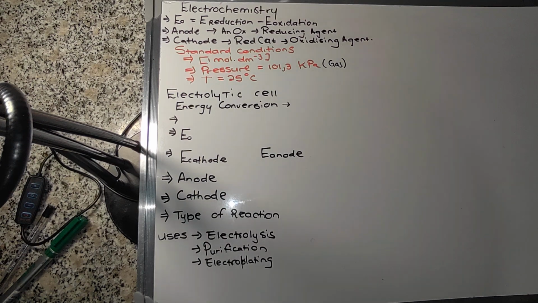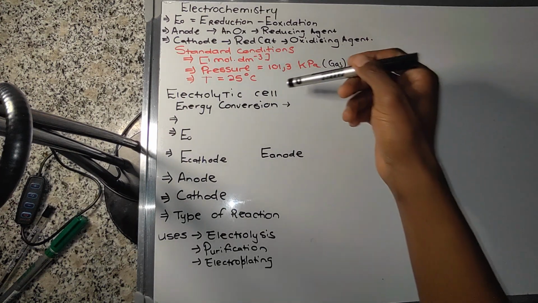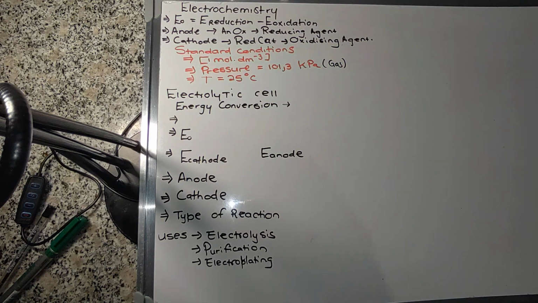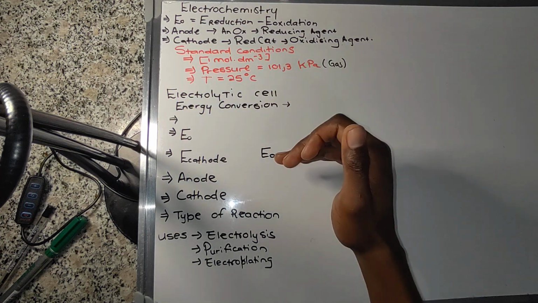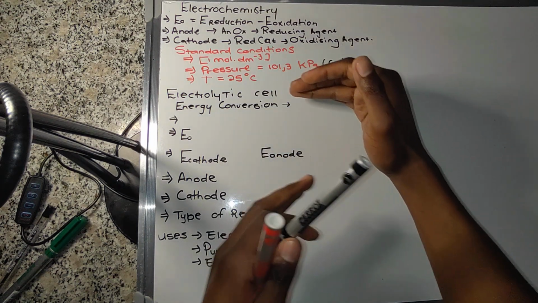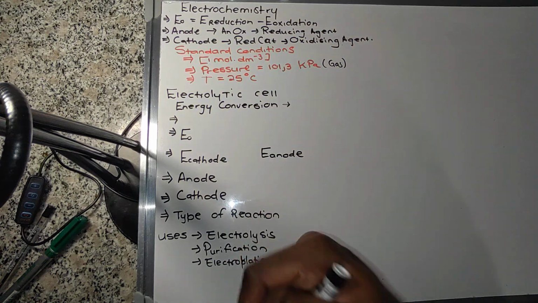Hello, grade 12s. This is the extension of redox reactions. We're also extending from galvanic cell. So this is our third lesson from redox to galvanic. And today we're going to be covering electrolytic cell. Now, before this, let us just go over what we have discussed in the previous lessons.